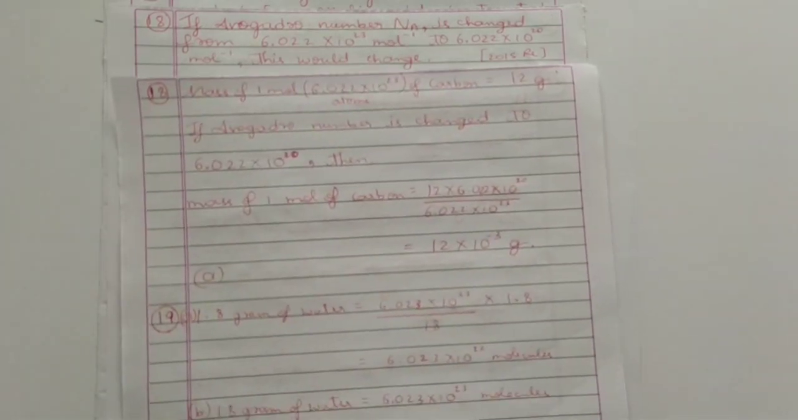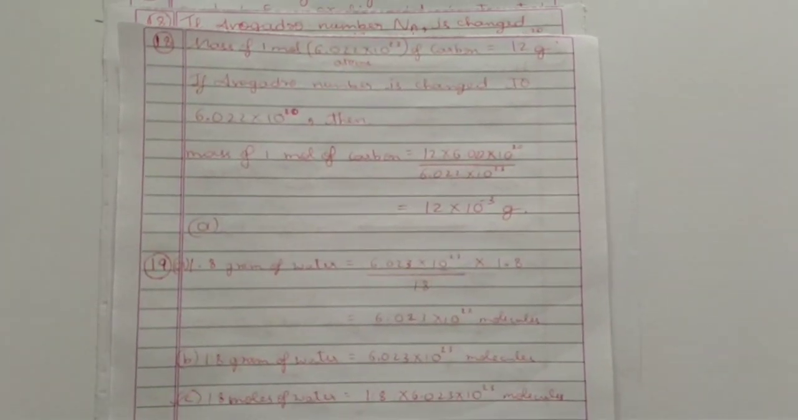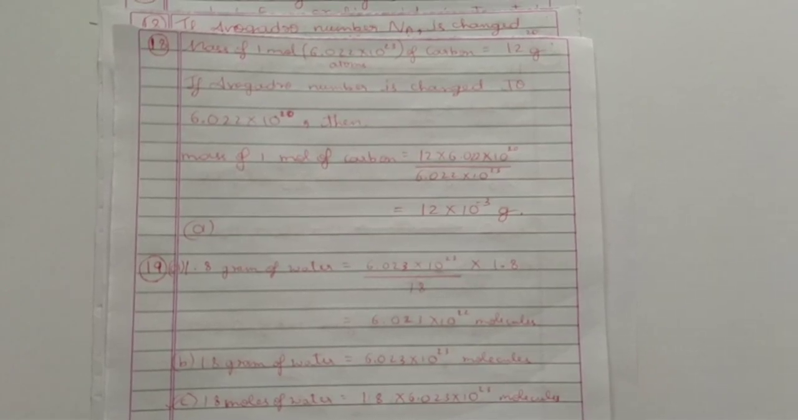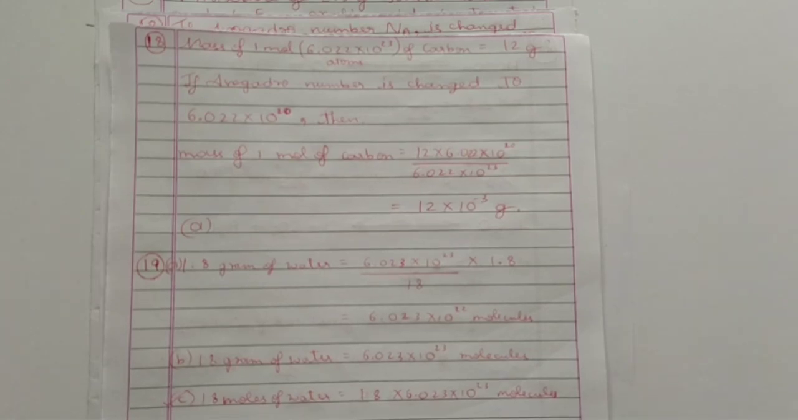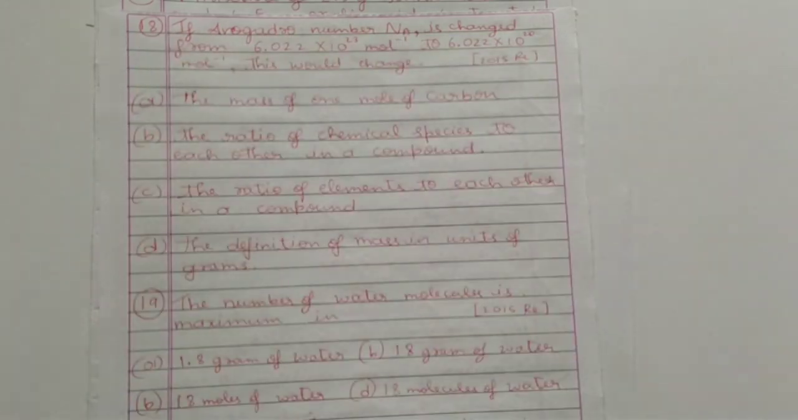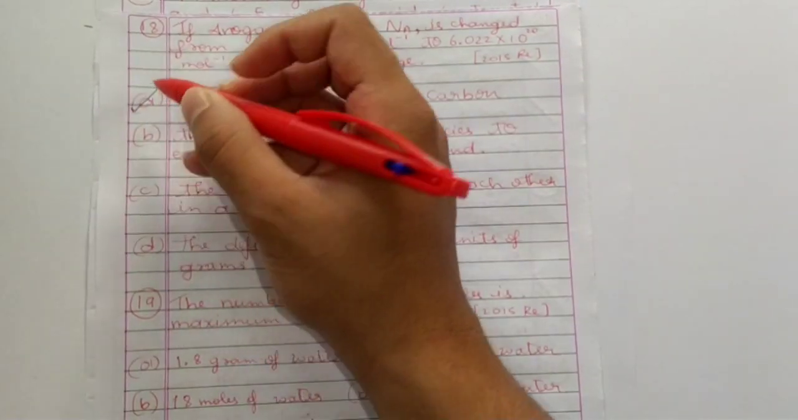So, mass of 1 mole of carbon, 6.022 into 10 power 23 atoms, is equal to 12 gram. If Avogadro number is changed to 6.022 into 10 power 20, then mass of 1 mole of carbon is equal to 12 into 6.022 into 10 power 20 divided by 6.022 into 10 power 23, which is equal to 12 into 10 power minus 3 gram. So therefore, the mass of 1 mole of carbon will be changed.